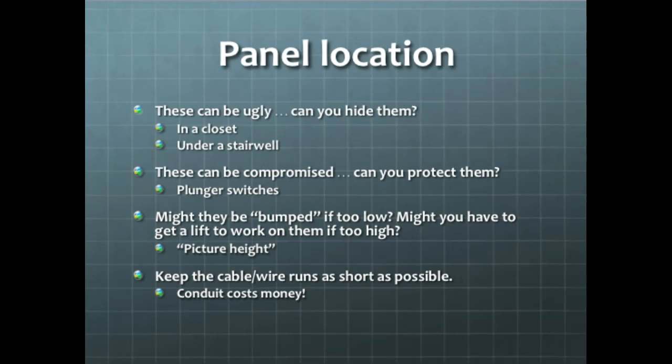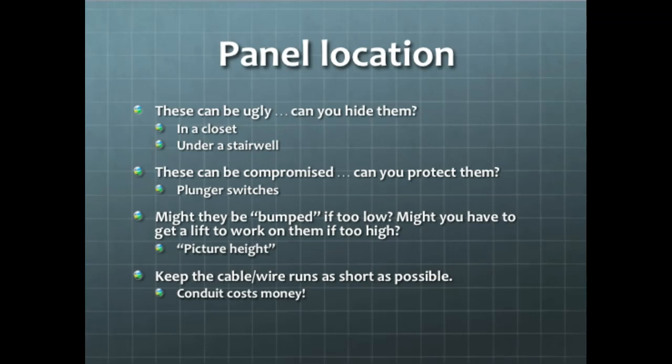So what can we do about these things with panel location that can help you be more successful? Well, they're kind of ugly. Can you hide them? Well, a lot of people put them in a closet. That's permissible, usually with other electronic equipment, right? Sometimes you have an equipment room, a mechanical room where you have the elevator control perhaps, or something like that. You can put them in there with the fire system. You don't see those things normally hanging off the wall. They're normally away somewhere.